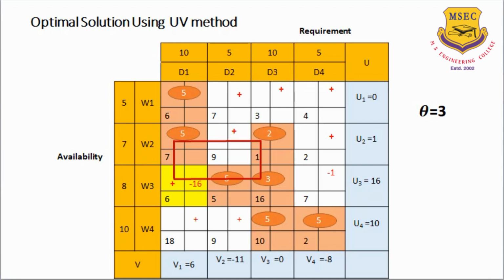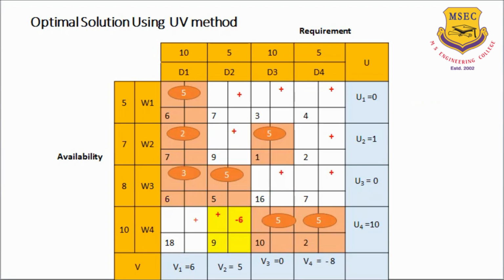So that means in the minimum, between 3 and 5, we take 3 units, and we add and subtract 3 units. So the resulting matrix will be as shown. Now for this matrix, we calculate the u's and v's again. Again for the non-basic cells, the net evaluations are calculated, and it is found that for W4 D2 the net evaluation is minus 6. That means again in this particular cell we are going to add some value.